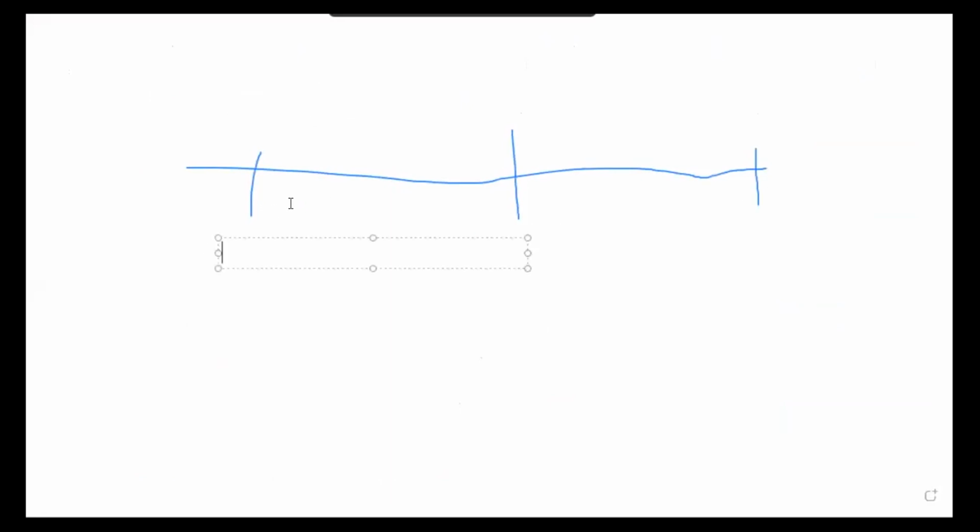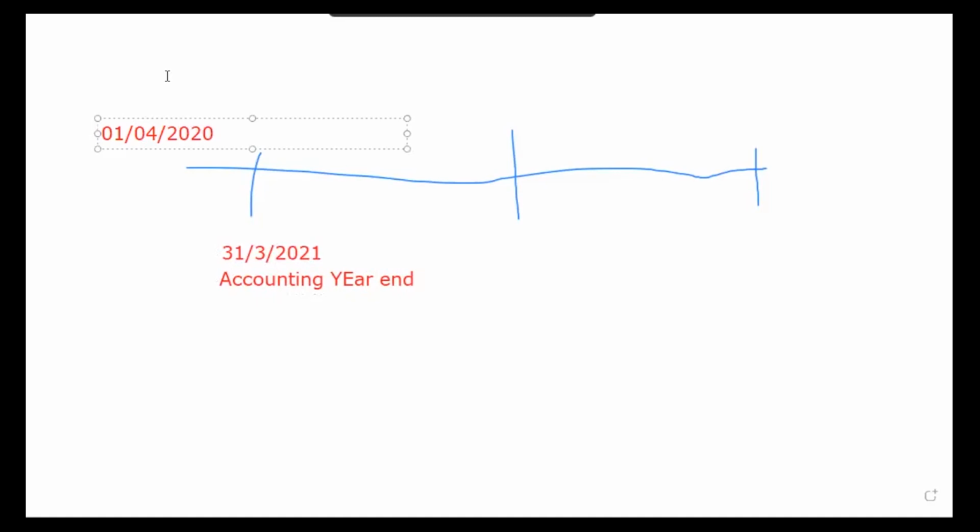So we have, for example, 31st March 2021 as the year-end balance. This is the date on which the accounting year is ending. You know the year always starts on 1st April, which in Sri Lanka is 1st April 2020. Okay, so we have the accounting year end.